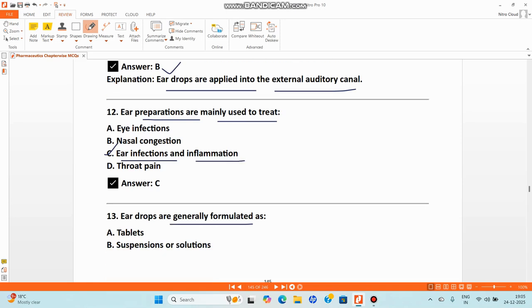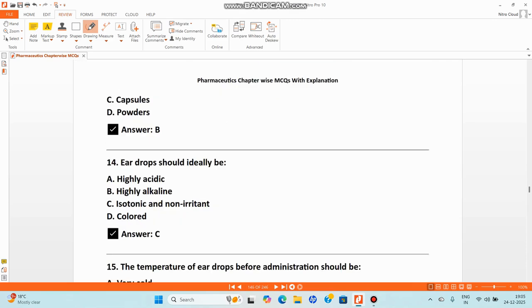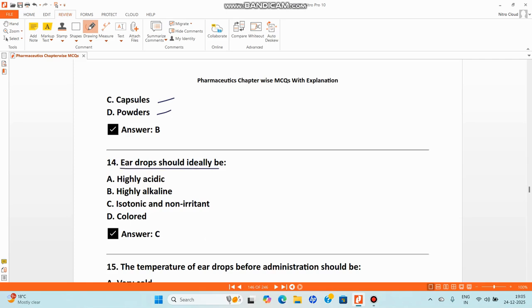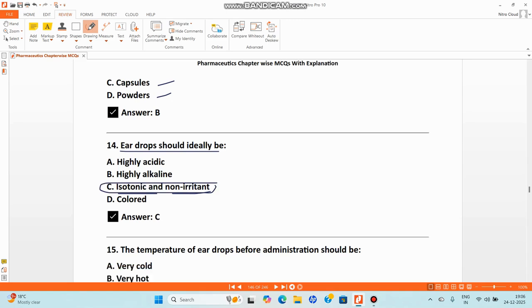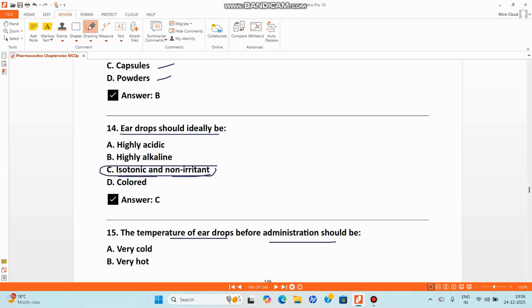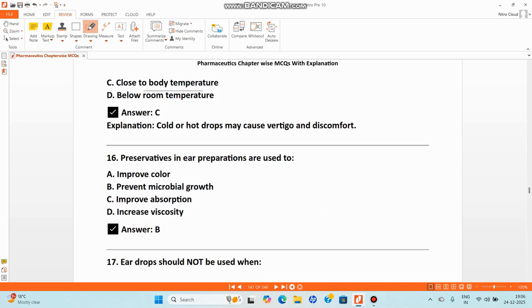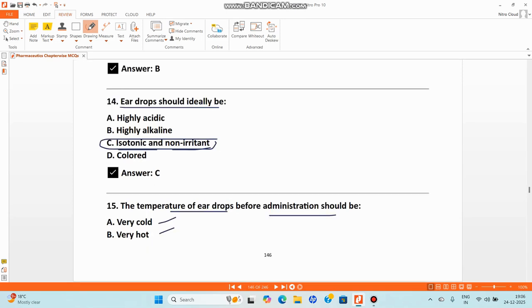Ear drops are generally formulated as tablet, suspension, capsule and powder. The answer is B, ear drops are always either in solution or in suspension. Ear drops should ideally be isotonic and non-irritant, so the answer is C. The temperature of ear drops before administration should be very cold, very hot, close to body temperature, or below room temperature. The answer is close to body temperature. This is the temperature of ear drops before administration, right?